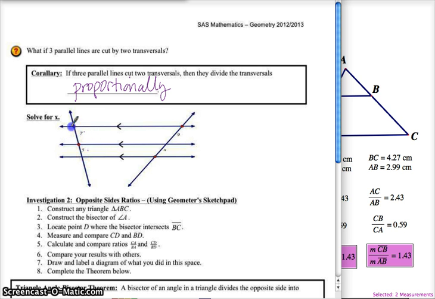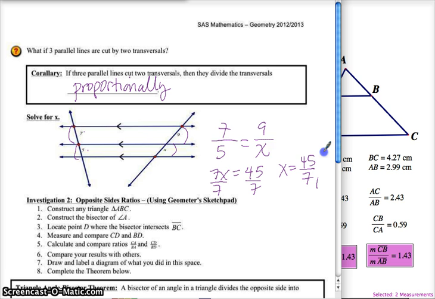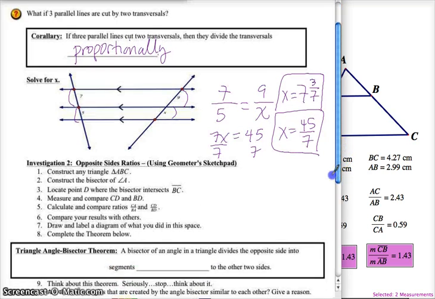So how do we set it up? Well, we say this part 7 is to the lower part 5, as this upper part 9 is to the lower part x. We cross multiply, 7x equals 45, divide by 7, therefore x equals 45 over 7. Notice you're getting fraction answers, that's fine, just leave it be. That's 7 and 3/7, or you can get a decimal answer. That's fine. You can leave it in fraction form. No need to use your calculator, but if you already punched it into your calculator and got a decimal, that's fine. Just write that down.